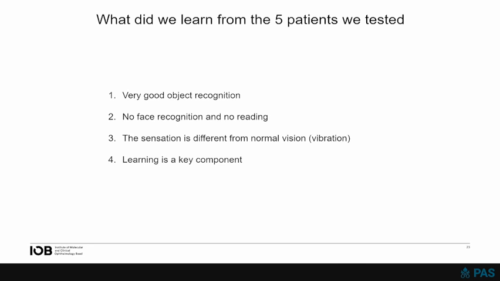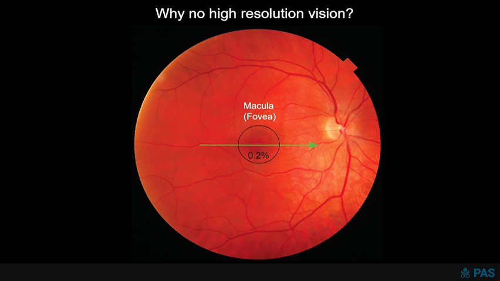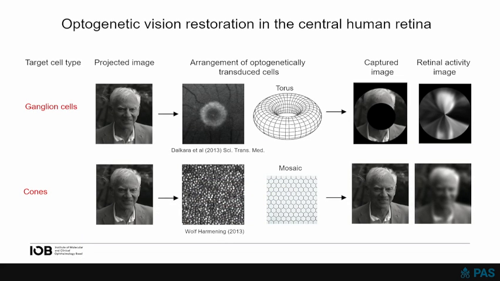Now, why are we missing? So the first point I'd like to make is that there is no high resolution vision. The patient scans and concludes about objects. Why is there no high resolution vision? And by now we really understand it very well. And this is shown in that slide.